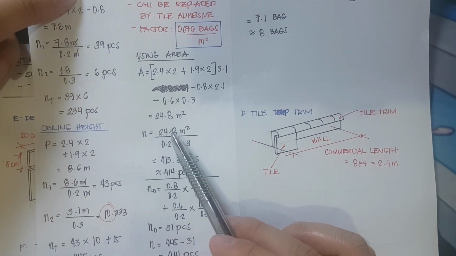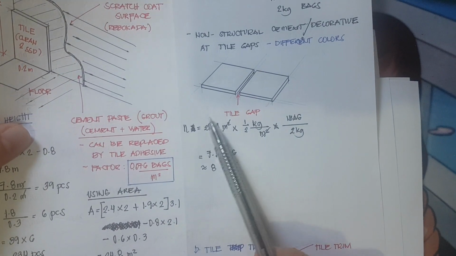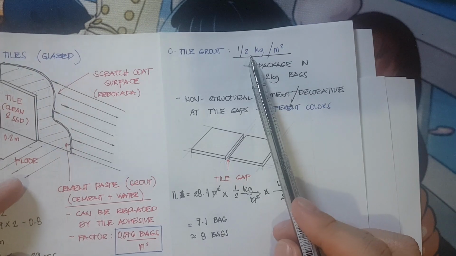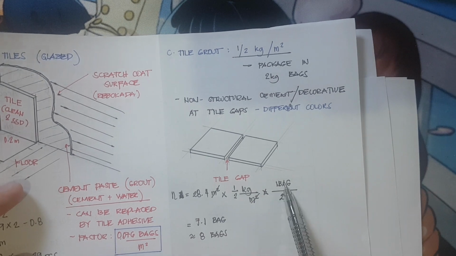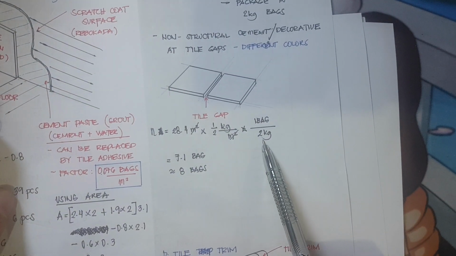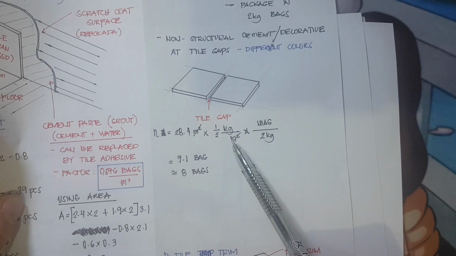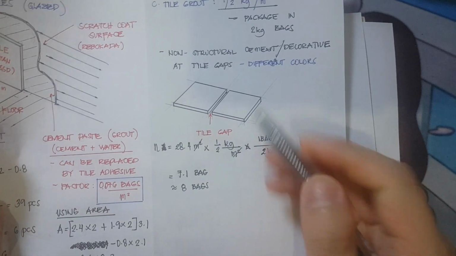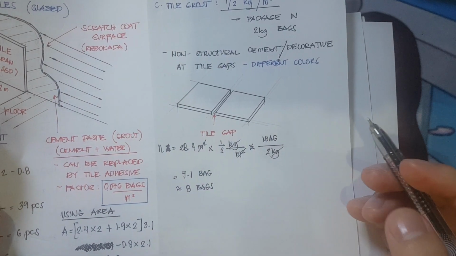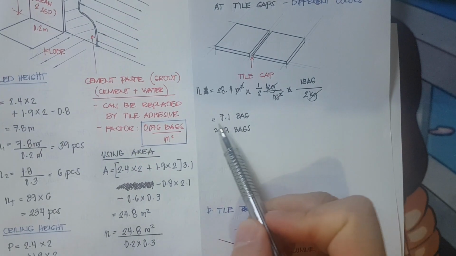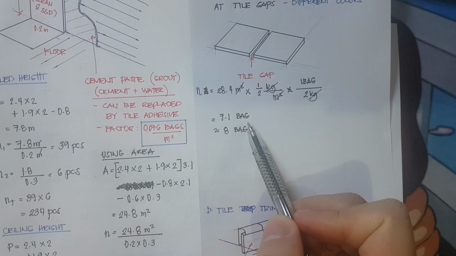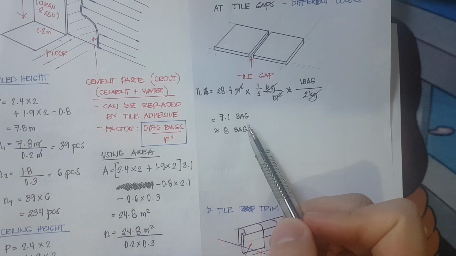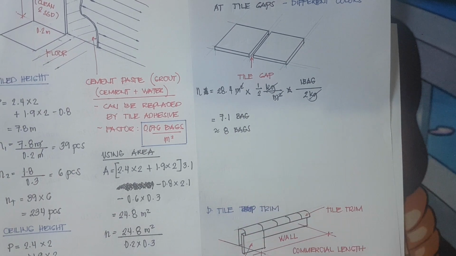24.8 square meters. So 24.8 square meters times the factor, which is 1.5 kilogram per square meter, and per one bag, there is only 2 kilograms. So square meter will cancel out, kilogram will also cancel out. Therefore, we will only be needing 7.1 bag of tile grout. So, wala namang 7.1 sa market, so we're going to buy 8 bags.